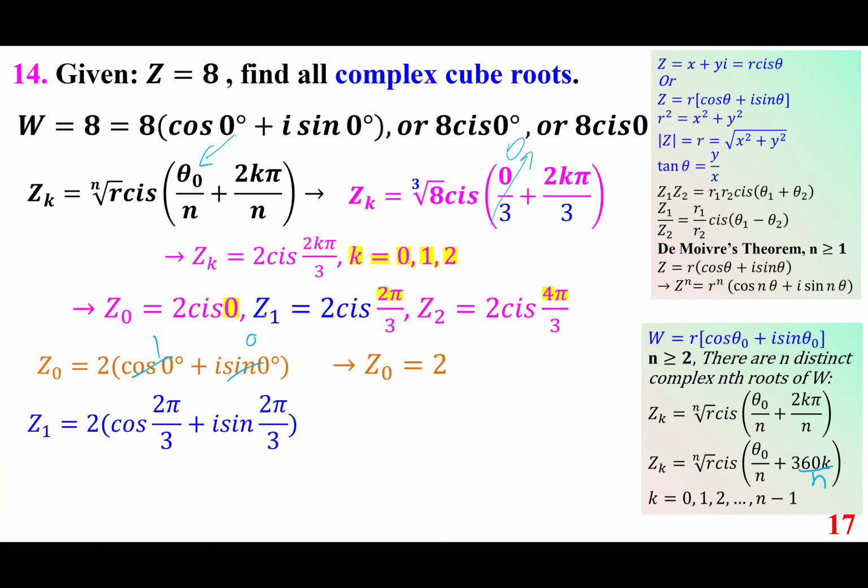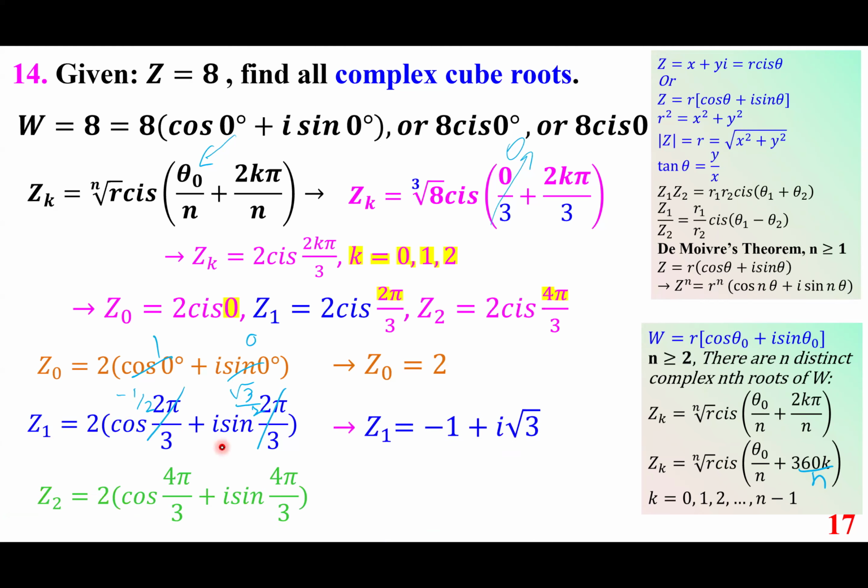You plug in 2 pi over 3. Remember, it's the same as pi over 3 in the second quadrant. Cosine is negative, but sine is positive. So when you multiply by 2, this goes away, becomes minus 1. This goes away, becomes square root of 3. So z1 is minus 1 plus i square root of 3, or square root of 3 times i.